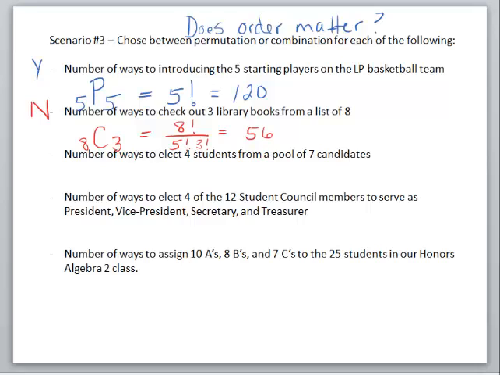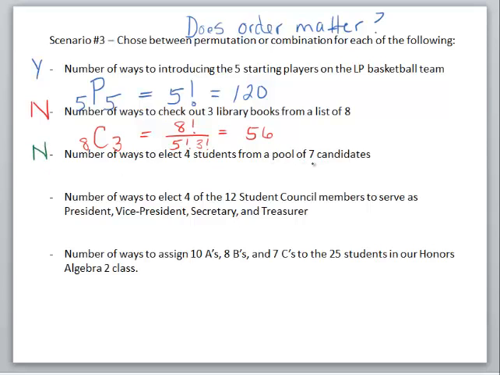Let's take a look at our next one. The number of ways to select 4 students from a pool of 7 candidates. In this particular case, it doesn't really matter who I'm picking. The number of ways to elect 4 students from a pool of 7, I'm just choosing 4 of them. It doesn't really matter who gets picked first. I'm just picking 4. In this particular case, again, the answer is no.